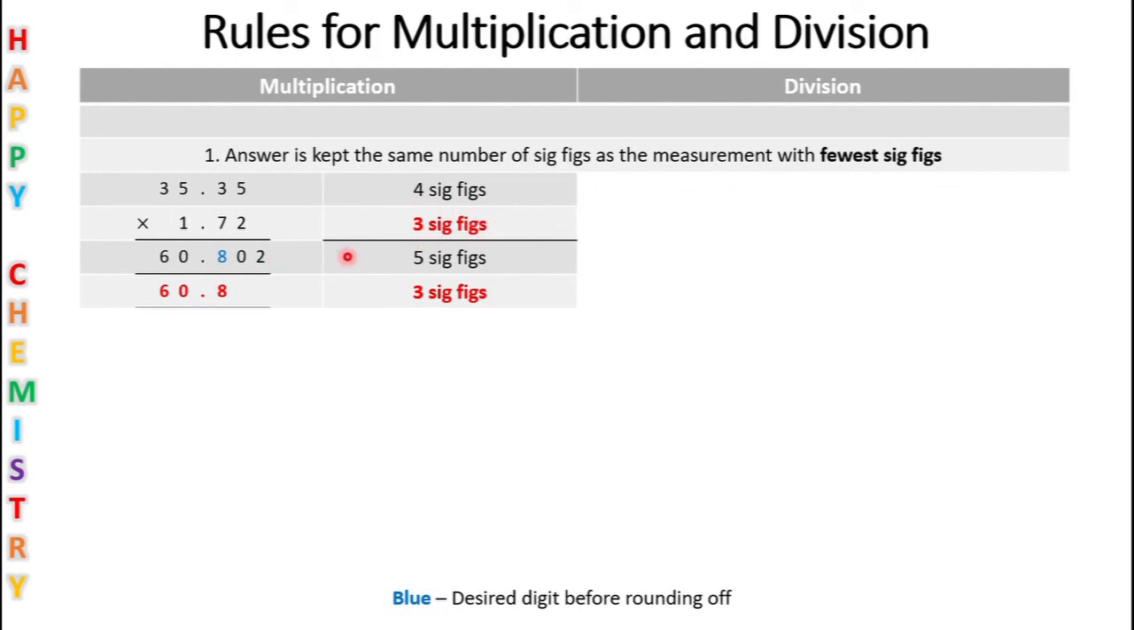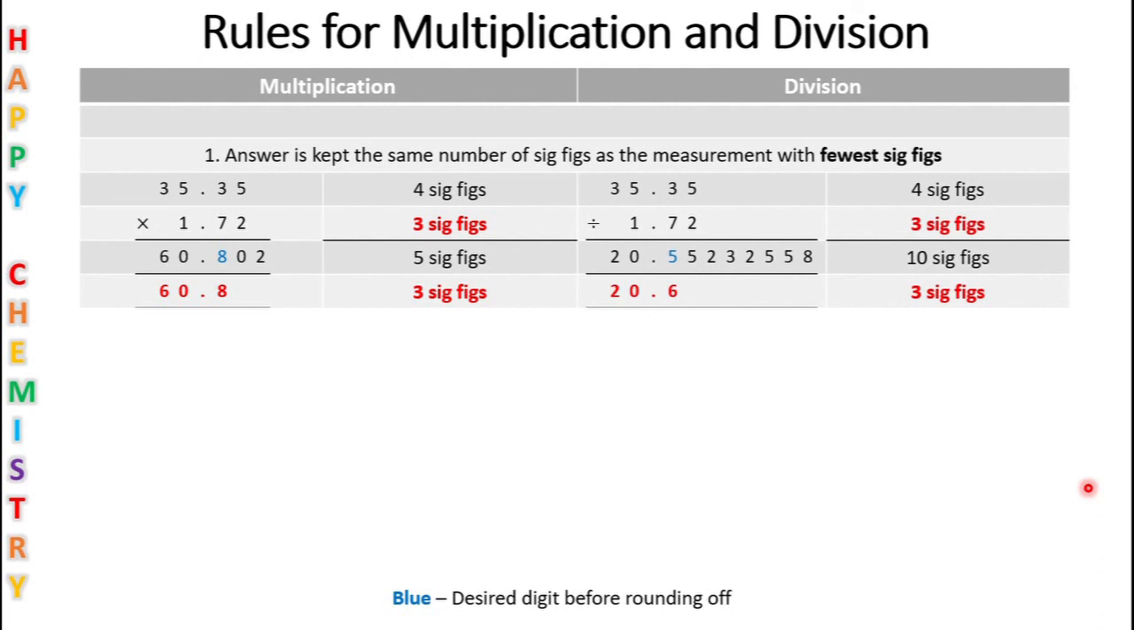60.802 has five significant figures. To have three significant figures, the desired digit would be 8. After rounding down, the answer would be 60.8. Now let's look at an example for division. 35.35 is divided by 1.72. The answer is 20.55232558 or more decimal places.